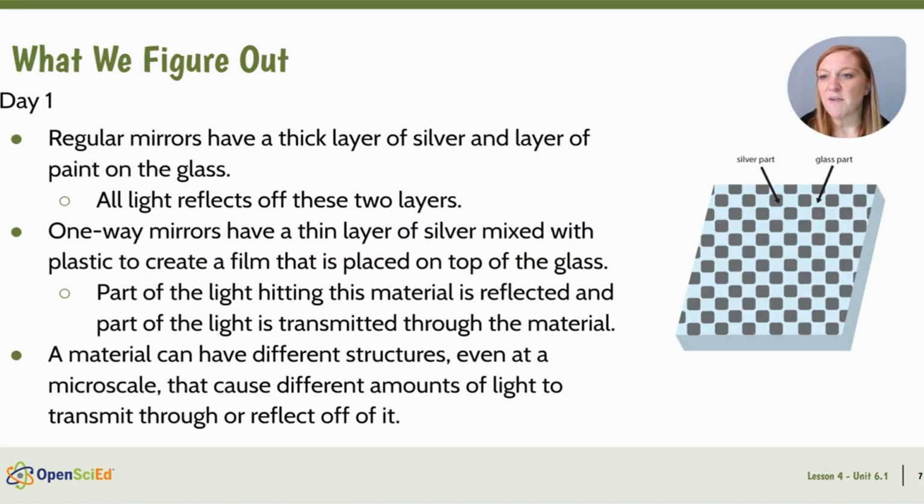So what we figure out is that regular mirrors have a thick layer of silver and a layer of paint behind that layer of silver, which is not allowing any light to transmit through it, but in fact is letting it reflect off of it. And one-way mirrors have a thin layer of silver that's mixed with plastic, and that creates a film that's placed on top of glass. And that lets a part of the light reflect, and then almost the same amount of light transmit through that material. And we figured out that a material can have different structures, even at like a micro scale, that causes different amounts of light to transmit through or reflect off of it.